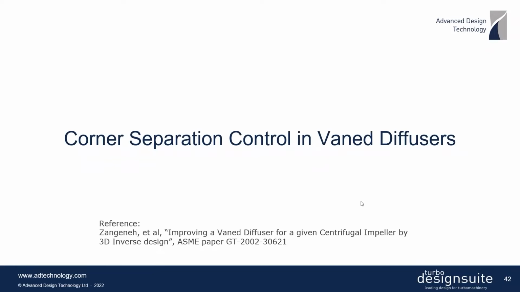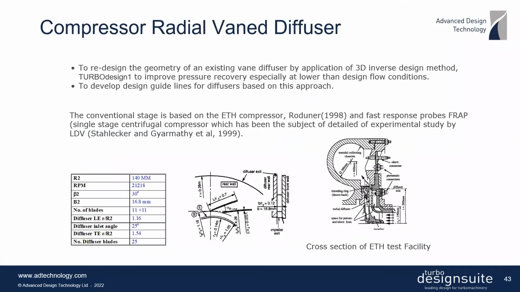So let's now move on to vane diffusers. And as we know, for high work coefficient centrifugal compressors, corner separation in vane diffusers is a major issue. This was also a collaboration between ADT, ETH, Sulzer Turbo, and ABP Turbo. Basically, the baseline compressor was tested with a vane diffuser that was then redesigned.